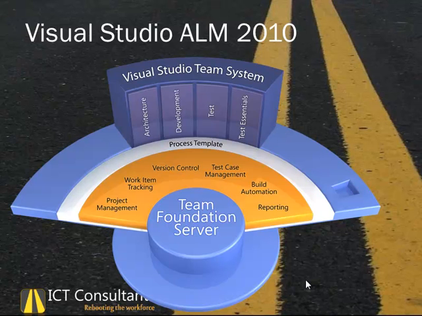The architecture, development, test, and test essentials are different Visual Studio editions you can get from Microsoft when you have an MSDN license or MSDN subscription, just to do your job with the needed edition of Visual Studio.